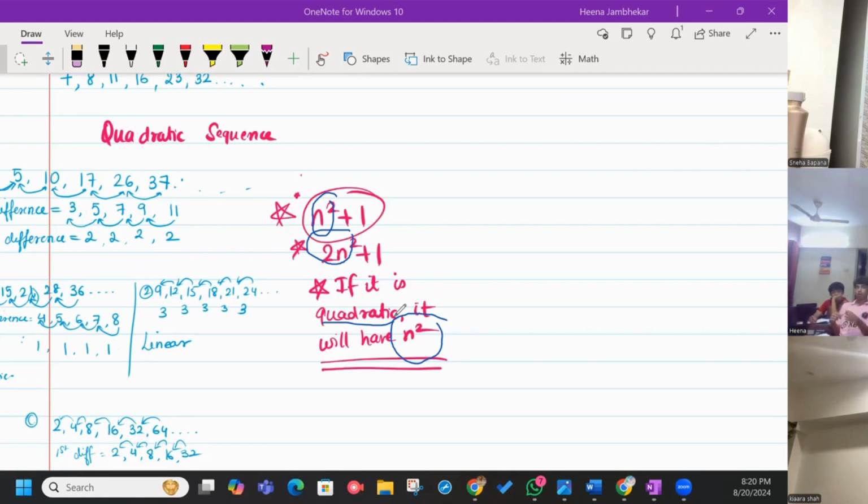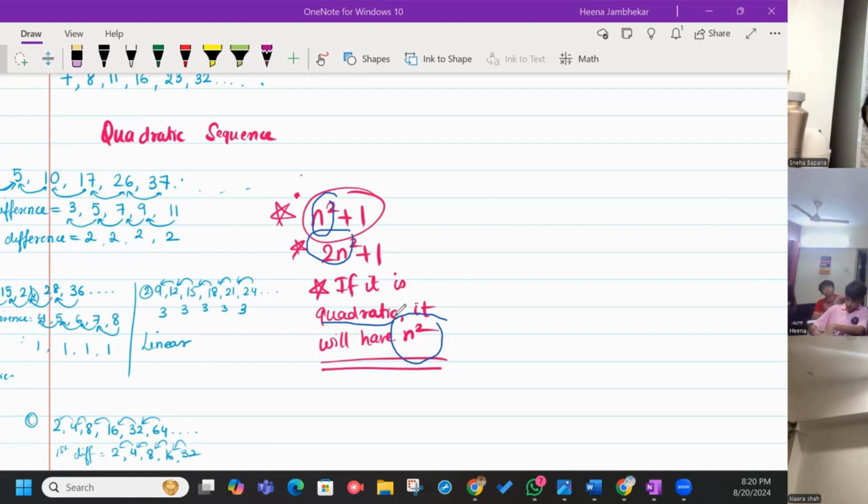Now, look at this one. How do you identify whether a sequence is a quadratic sequence? Look at this one. You have 2, 5, 10, 17, 26, 37. That's the sequence that they have provided. Write the sequence in your book: 2, 5, 10, 17, 26, 37.